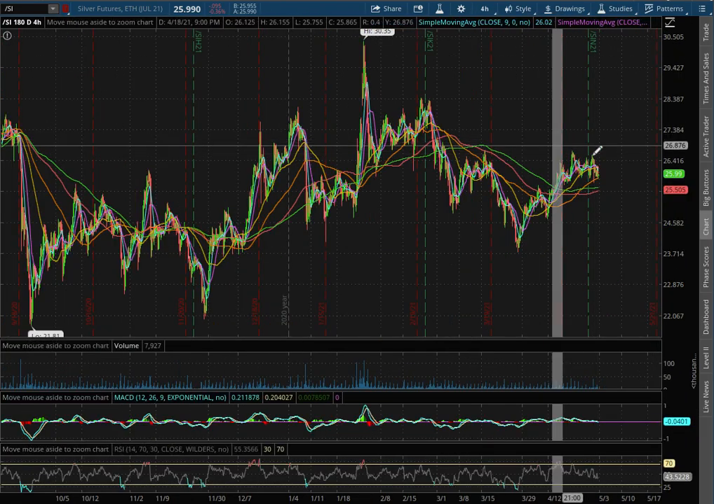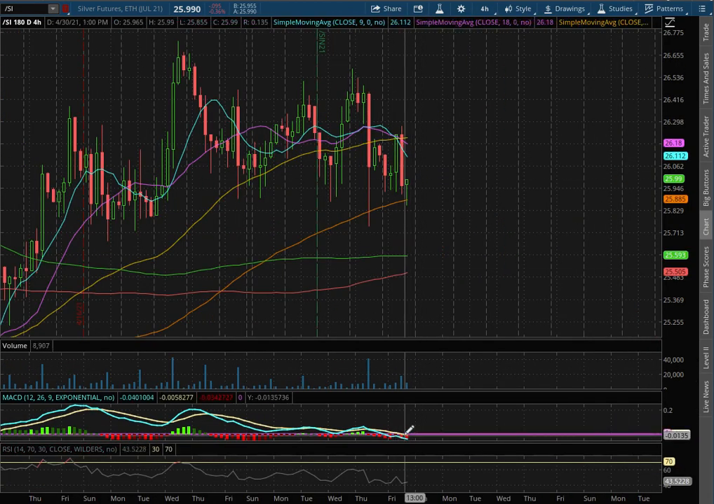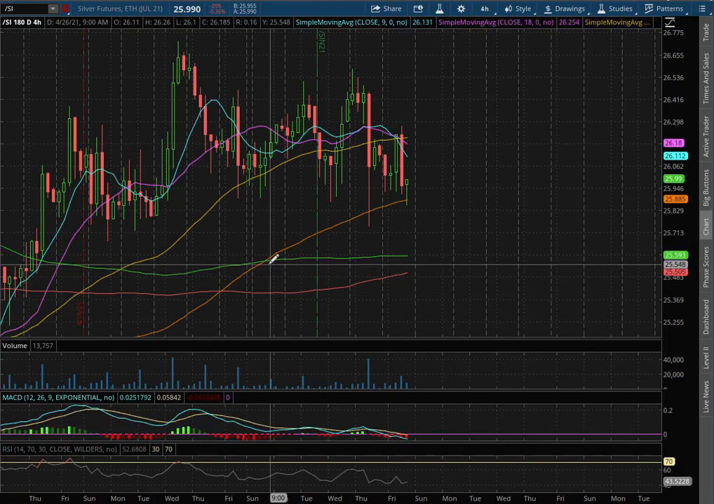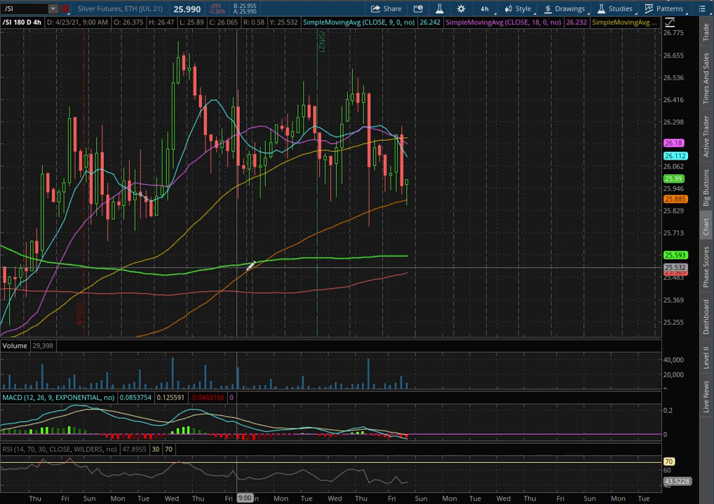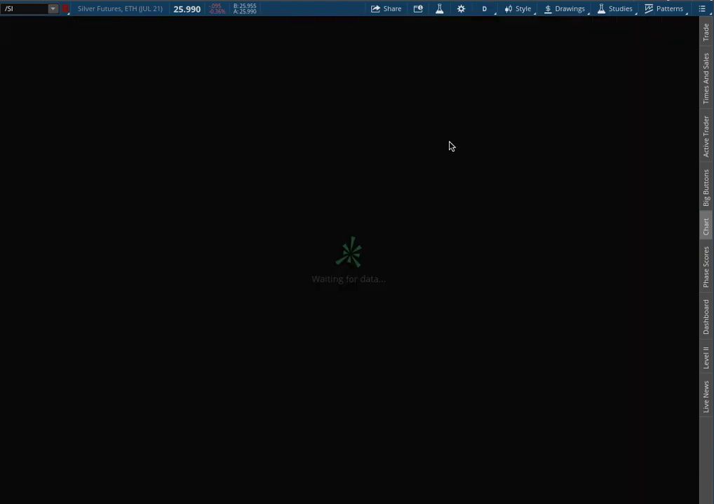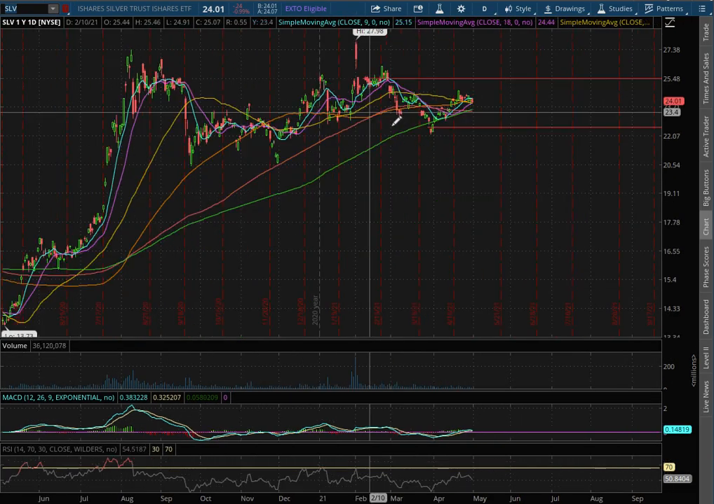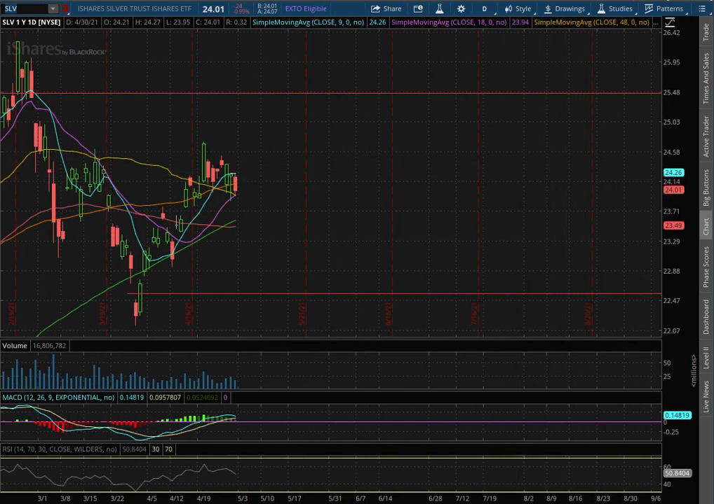With the 4 hour chart, we have now dipped into negative MACD territory, and as for our temporary support, we have the 200 moving average, this green line, at a price of $25.59. As we extend that further to the daily chart, we still remain in positive MACD, but we're seeing signs of a divergence.